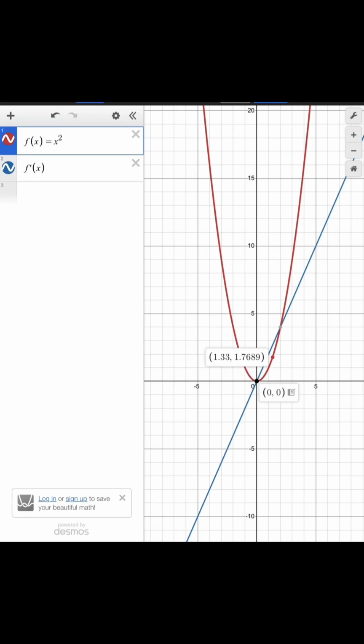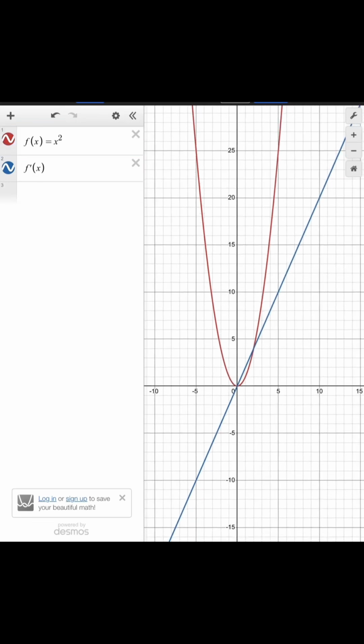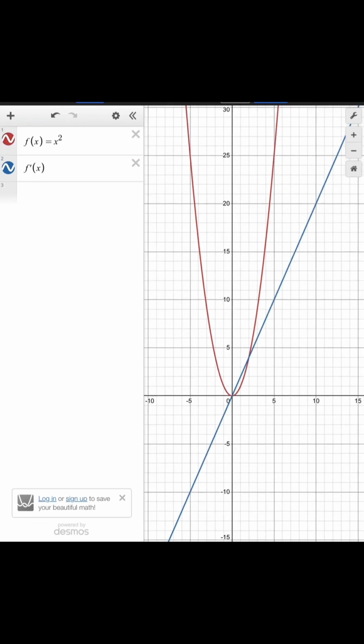Okay, so that's a quick summary on derivatives and how we can graph the derivative functions.